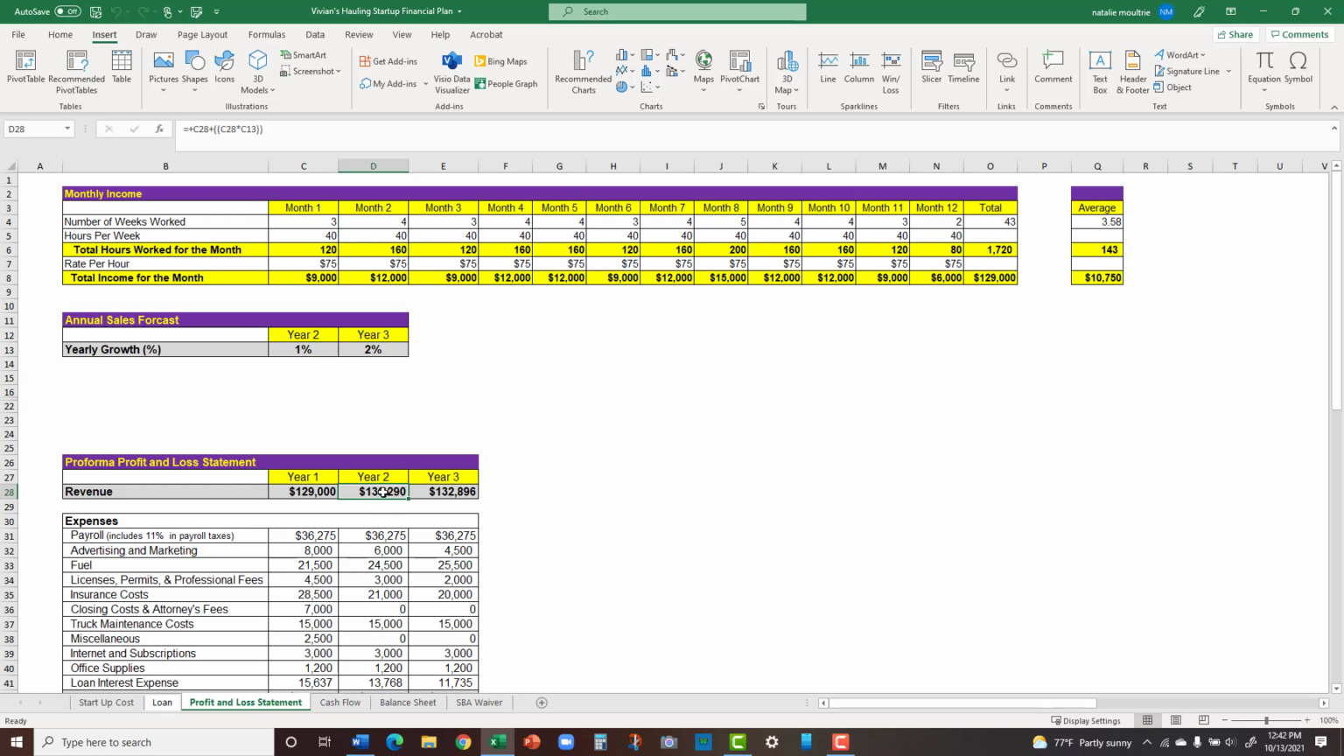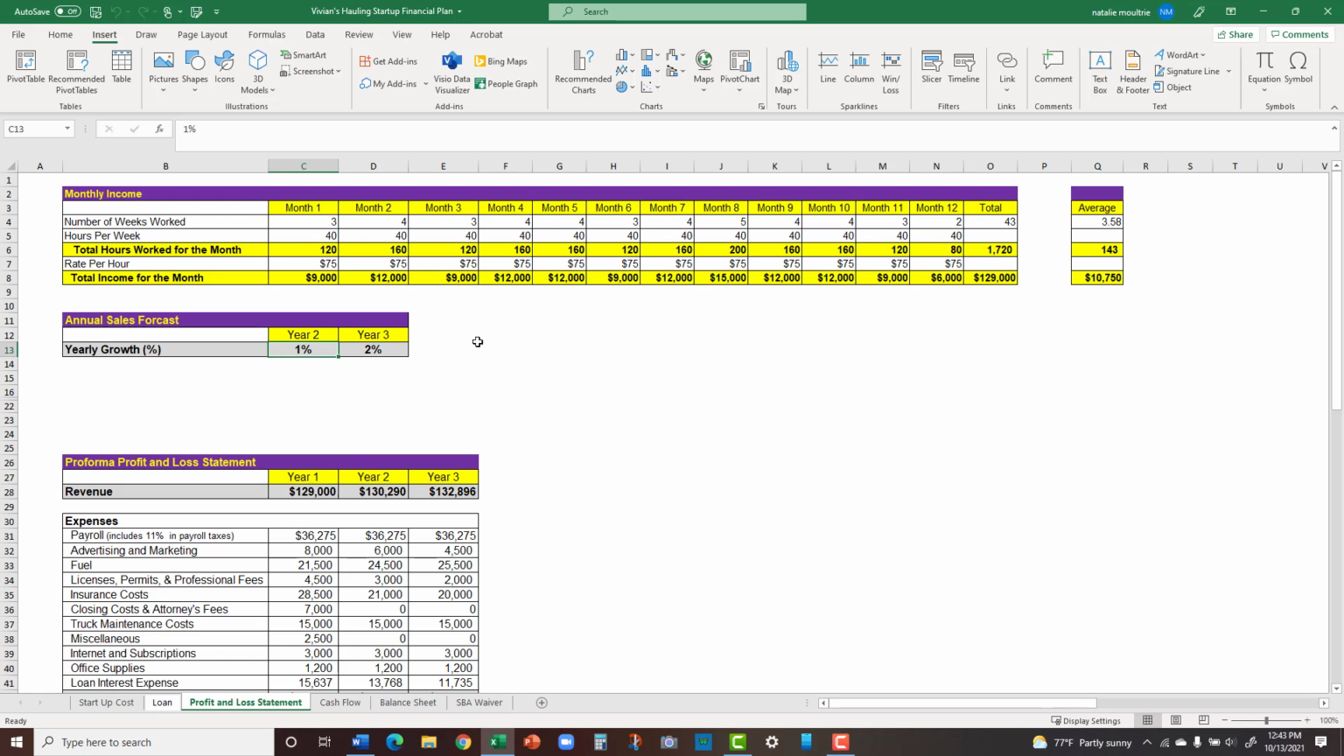So what this calculation is doing is taking your $129,000 the first year and increasing it by 1%. The same holds for the third year. It's taking the second year income and increasing it by 2% to come up with this $132,000. Now let's say you feel like we'll make more money the second year. Let's say perhaps we'll increase it by 3%. Whatever number you put in here, the spreadsheet is going to adjust your year 2 revenue. So if we put 3%, we should expect this number to increase.